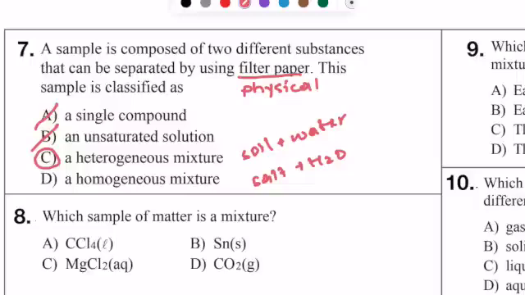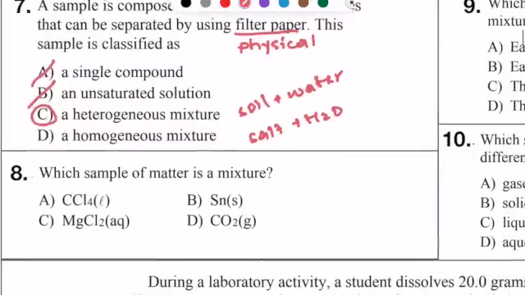Then we have, which sample of matter is a mixture. This is something that should be answered in like 5 seconds. All you have to remember is that solids, liquids, and gases, if they are in their pure form, are not a mixture. Or at least we have not talked about solid, liquid, or gas mixtures in this class. So whenever you see an aqueous solution in your answer, that is your answer if the question is asking for a mixture, because aqueous solution means you have something dissolved in water. So in this case, we have magnesium chloride that is dissolved in water.